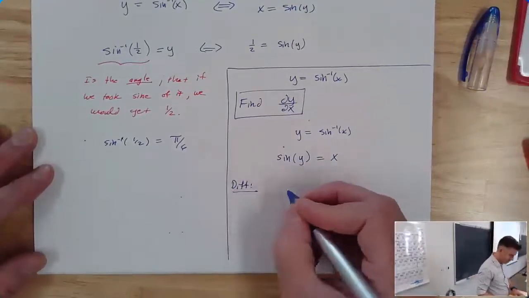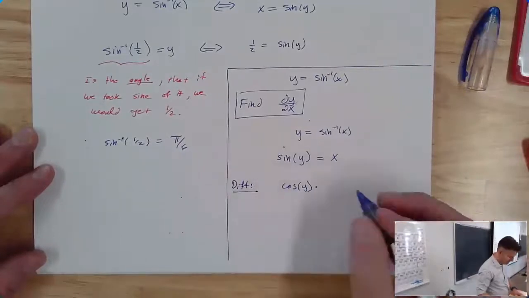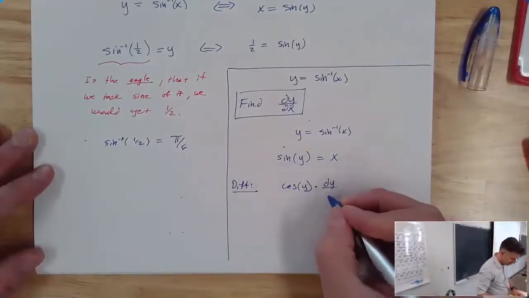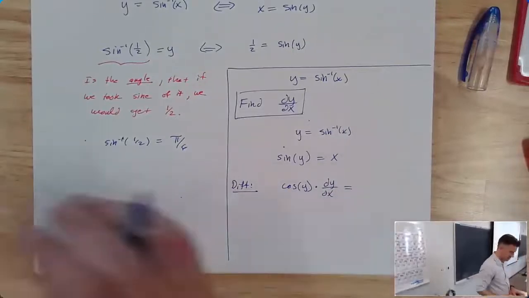Oh, it's cosine of that stuff. But what do I have to multiply by? Yeah, derivative of the stuff. What's the derivative of x?